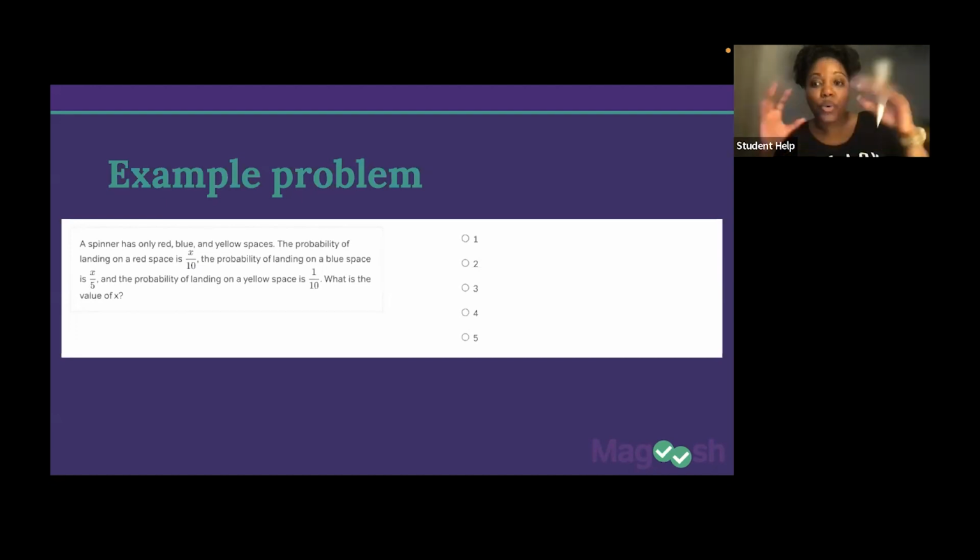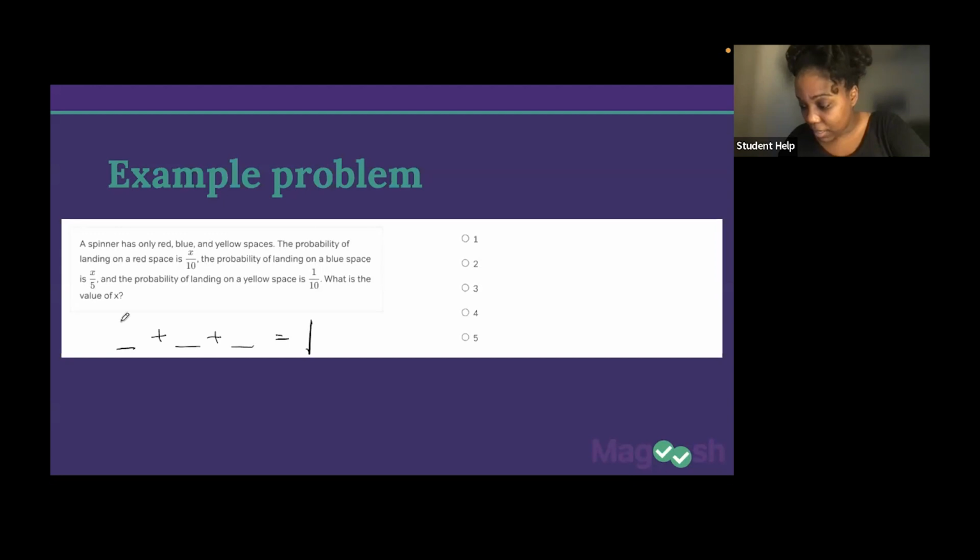Okay, so what does probability always add up to? What number? Yep, 100% or 1, right? So this plus this must equal 1. That means x over 10 plus x over 5 plus 1 over 10 must equal 1. I find common denominators by multiplying this by 2. And that gives me x over 10 plus 2x over 10 plus 1 over 10. Now I have equals 1.